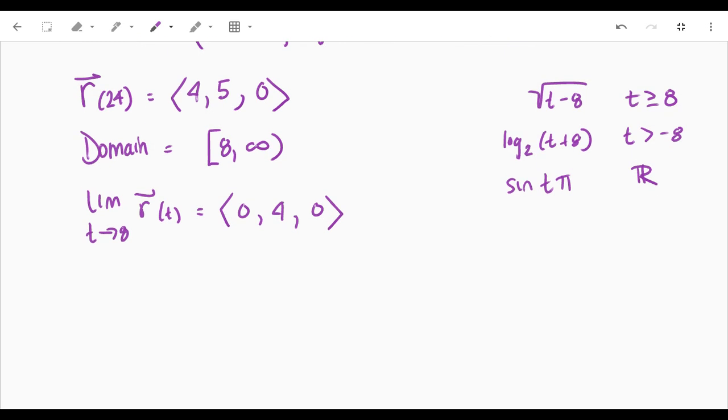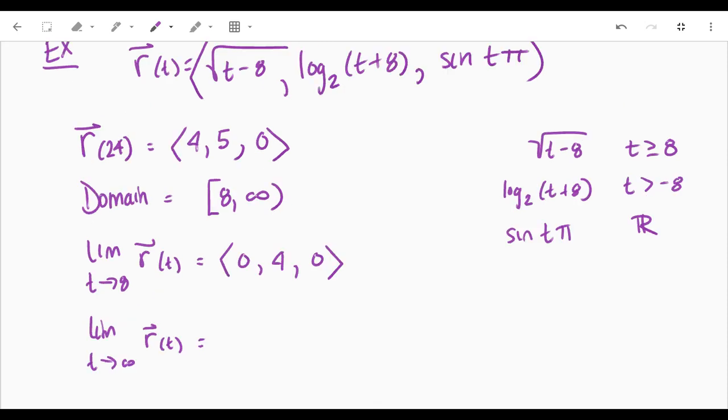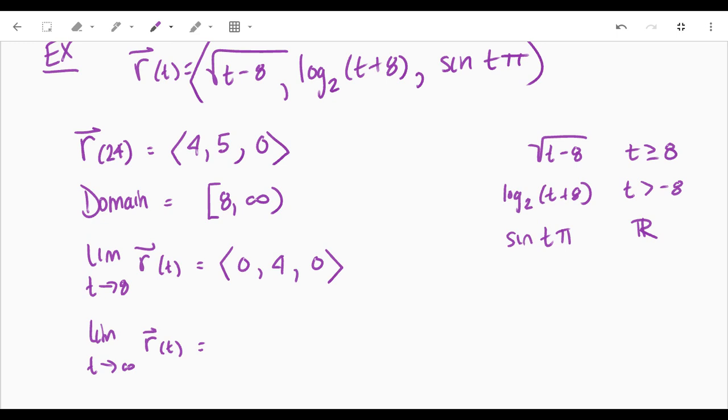We could do your limit as t approaches infinity of r of t. What we would get here is the x component goes to infinity, the y component goes to infinity, the z component oscillates, so it does not exist. So we would say that limit does not exist because of the z component. Okay, it's not approaching any value.